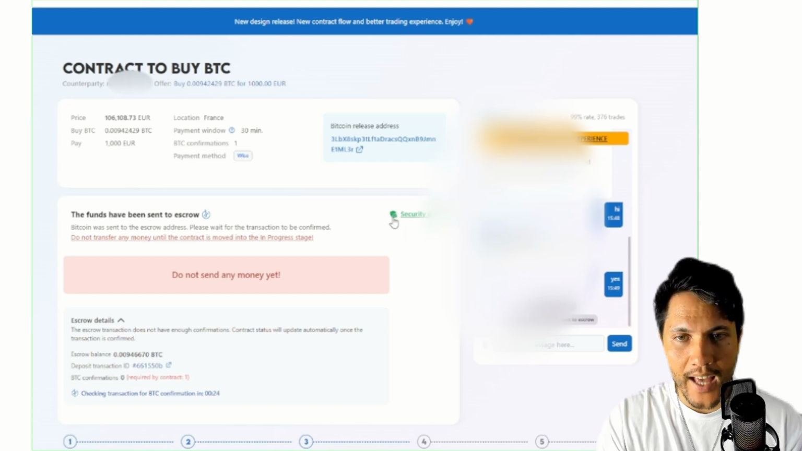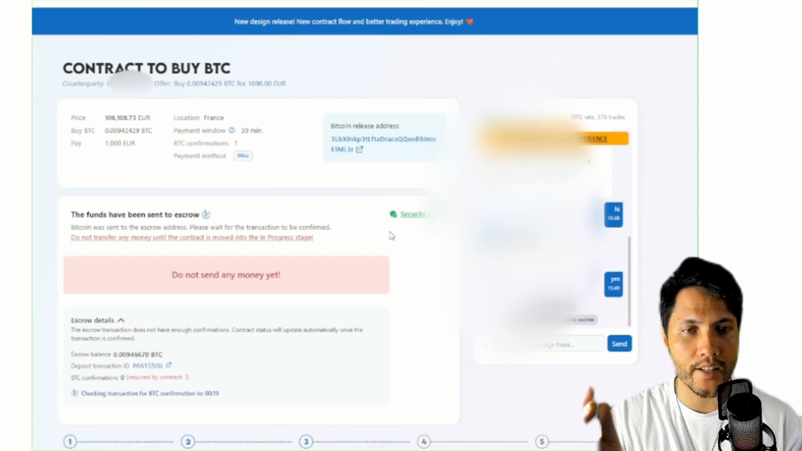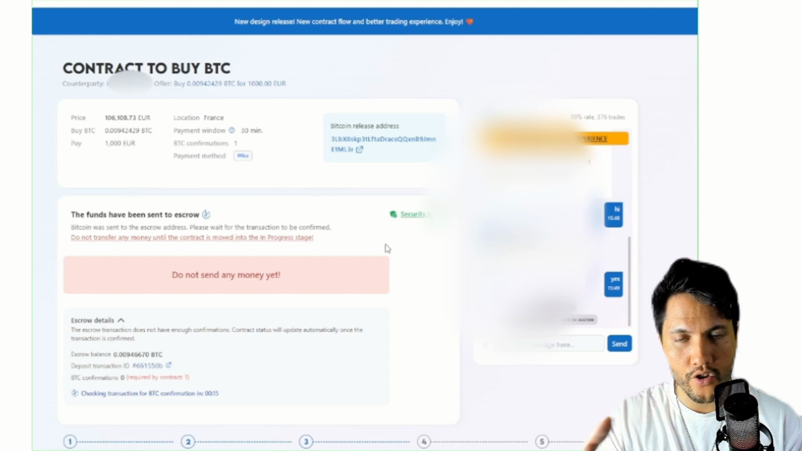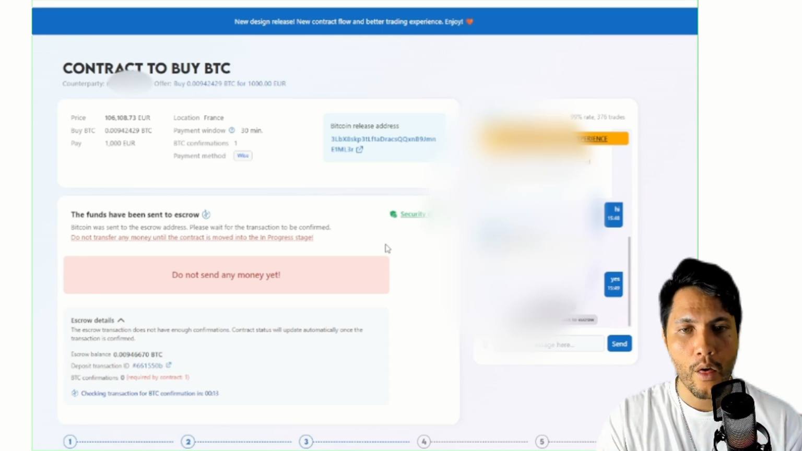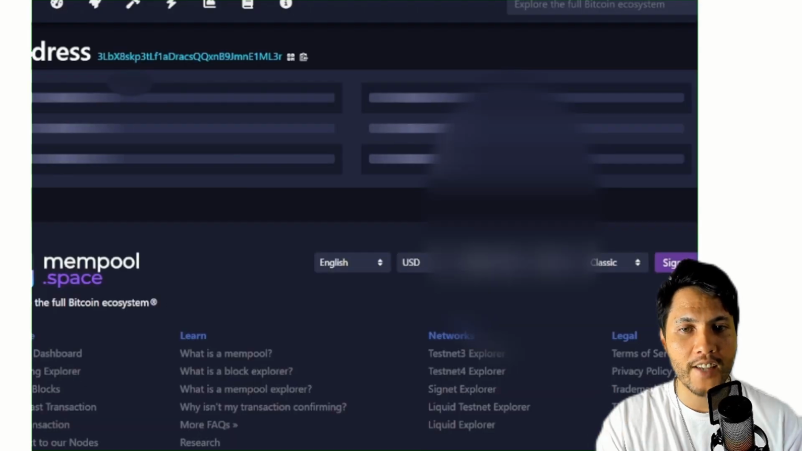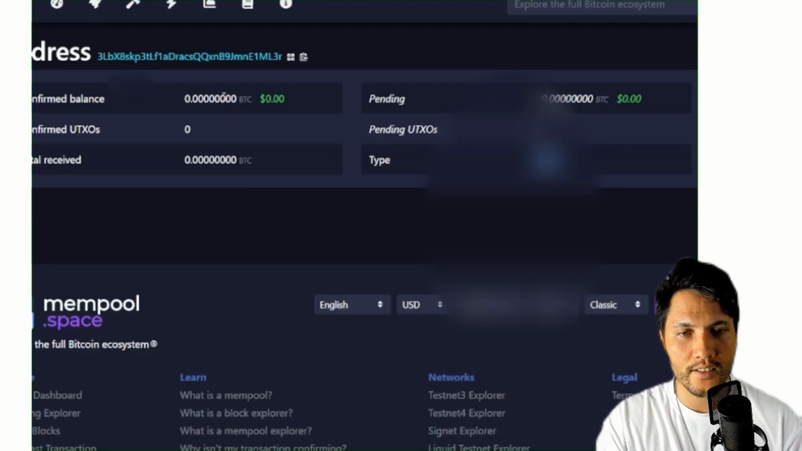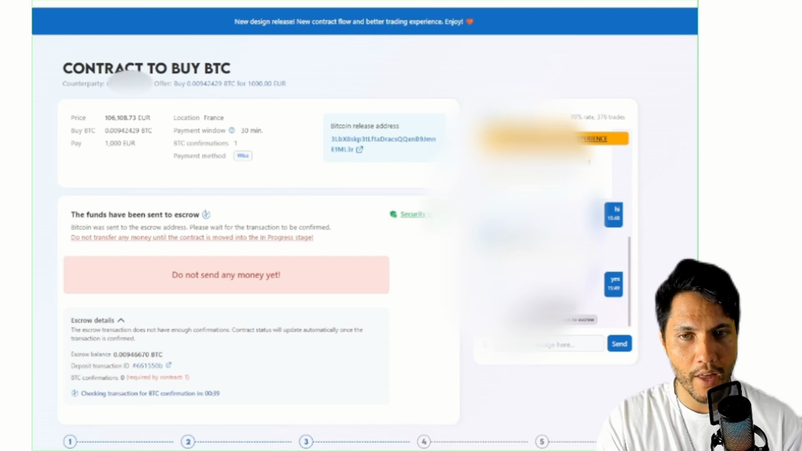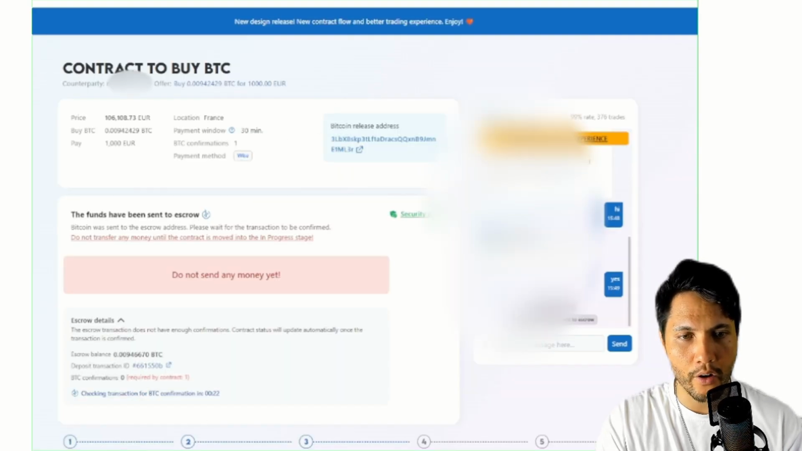So what we're looking at now is the funds have been sent to escrow, but because Bitcoin requires, at least on this website, one confirmation to show that the funds are actually there, then until that point, as it says, do not send money. But it's just registering that funds have been sent to that site, to Huddle, to that third-party escrow wallet. So I'm just going to skip ahead in this pre-recorded video.